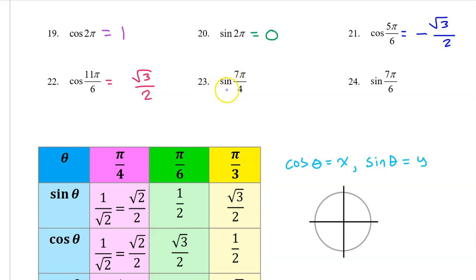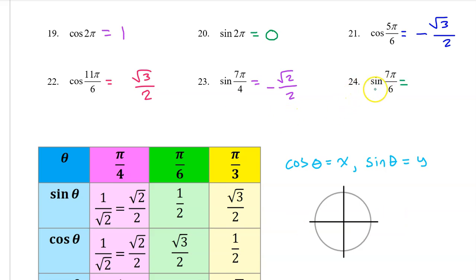Number 23, the sine of 7 pi over 4 is the same as the sine of pi over 4, which is radical 2 over 2. Except it might be negative depending on the quadrant. We can think of pi as 4 pi over 4, and we can think of 2 pi as 8 pi over 4. So 7 pi over 4 will be one multiple before 8 pi over 4. Therefore, it is in the fourth quadrant where y values are negative. So the answer will be negative radical 2 over 2.